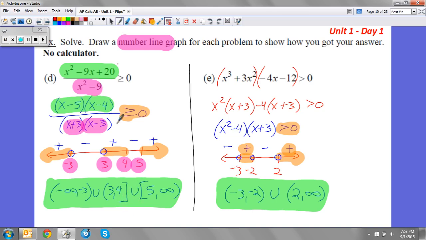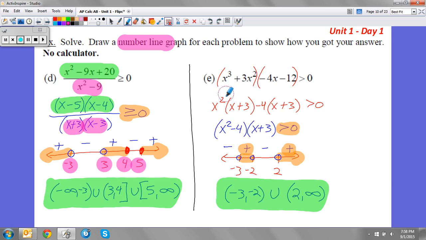Okay? So let me go ahead and do that on the graph. These would be closed. And that's why you see the brackets located down here. Okay? So looking at this and doing the sign test points, you would see that you would have negative infinity to negative 3, 3 to 4, and 5 to infinity.